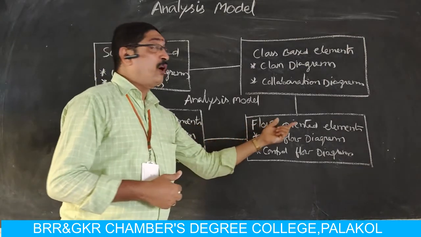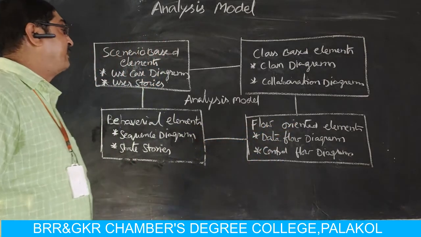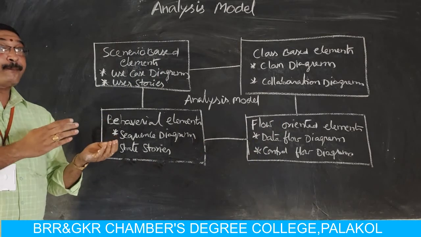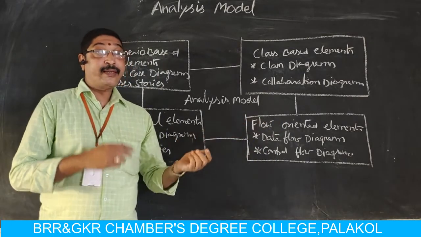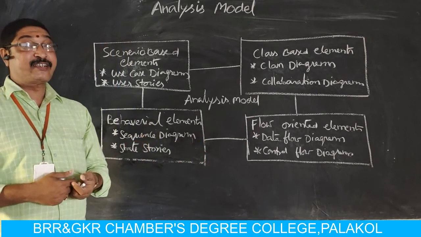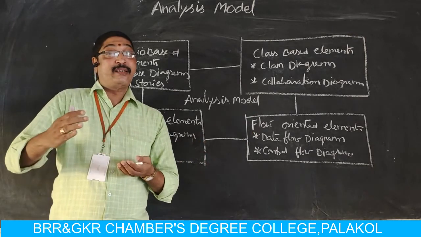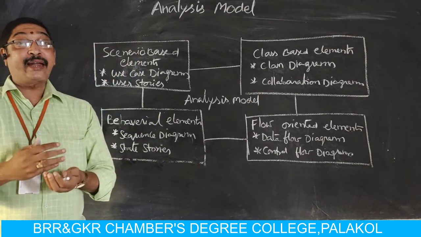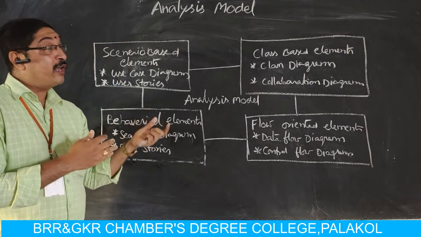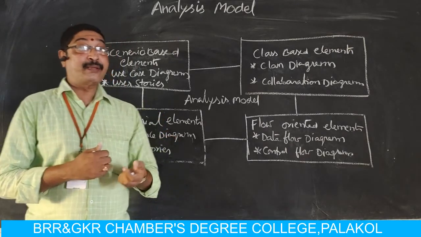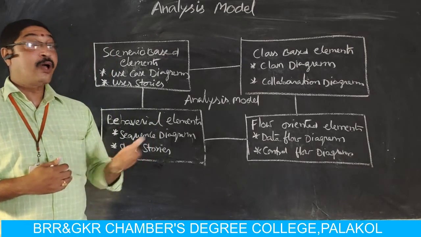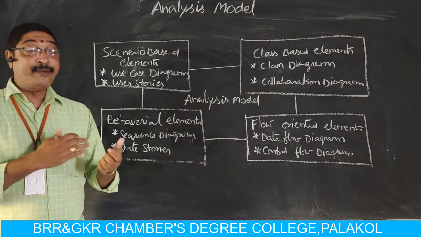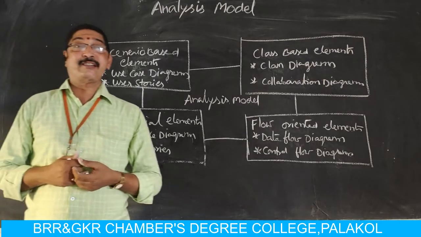And finally, we have flow-oriented elements. What is this flow-oriented element? This is the information flow. What is the information that flows through the computer-based system? From where the information flows and to where it flows. It shows how data objects are transformed. Sometimes data objects will be transformed, so this also shows how data objects are transformed while they flow between various systems and functions.